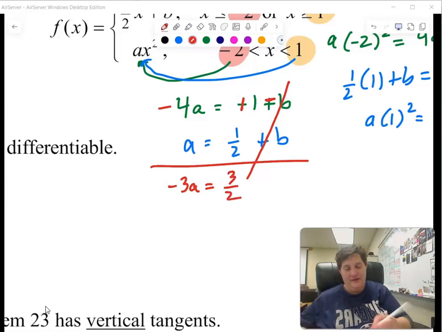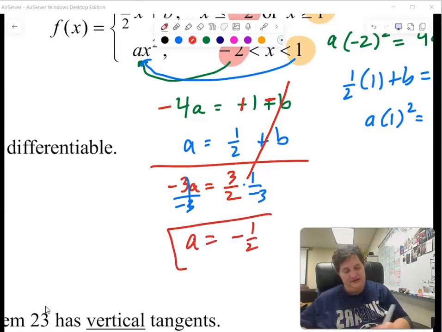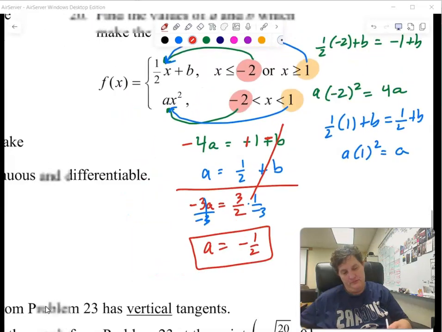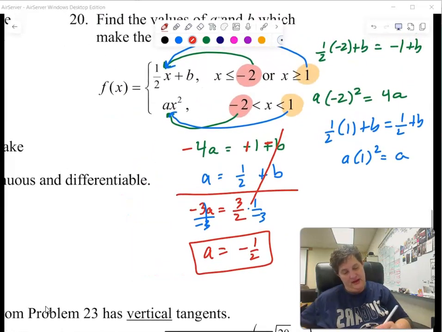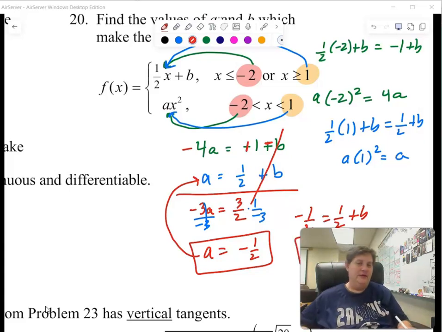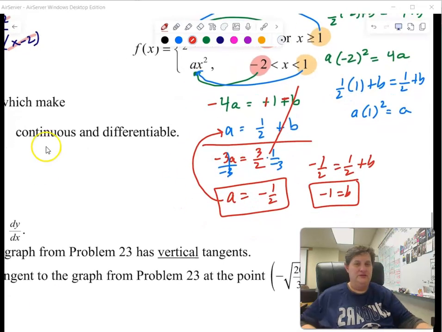And when you divide that, you can do that on your calculator, or if I divide both sides by -3, the 3's cancel out, and I get a is -1/2. Okay? And then, let's say I plug it into here to get b. -1/2 is 1/2 plus b. If I subtract the 1/2 over, b is -1. Okay, so a little system of equations to see where those things are going to be continuous.